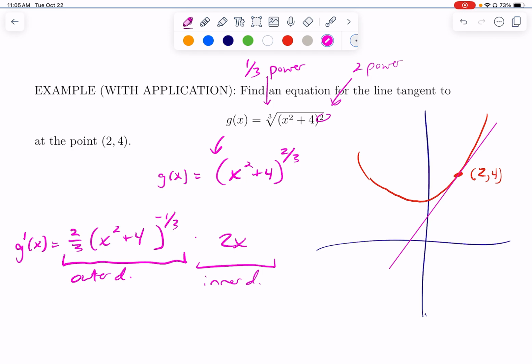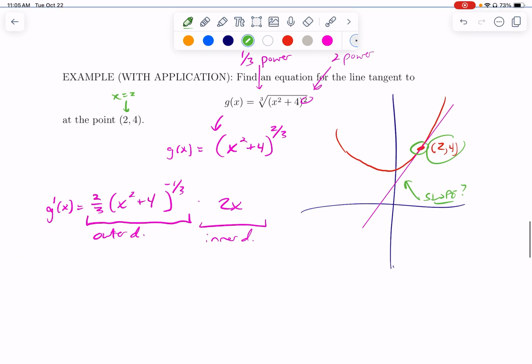And what am I doing in this problem? I'm trying to find an equation for the tangent line. I already know this point, but I also want to know what's the slope. So that's why I took a derivative in the first place. I want to know the slope of the tangent line. And specifically, I want to know the slope of the tangent line when x is equal to 2. So let's just plug that in. G prime of 2 would be 2/3 times (4 plus 4) to the negative 1/3 times 4.